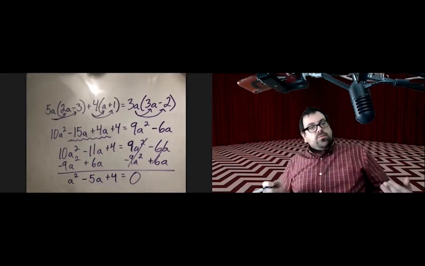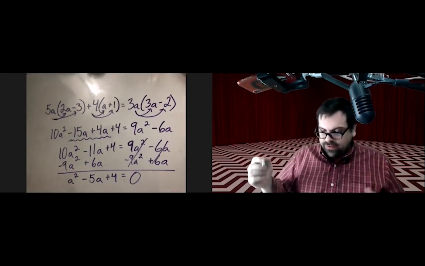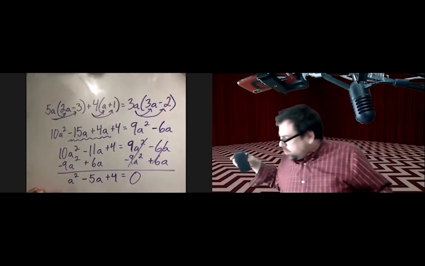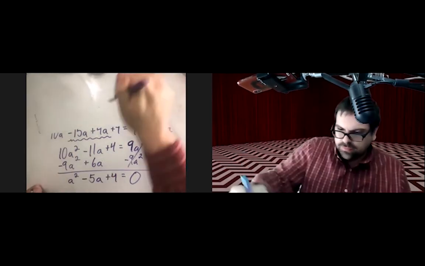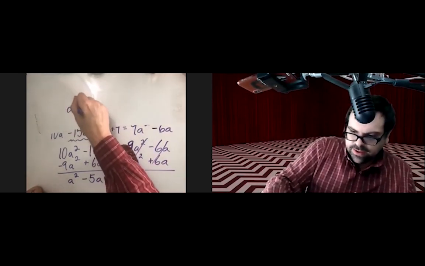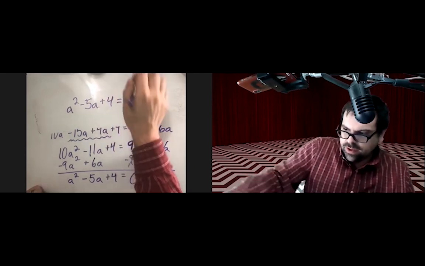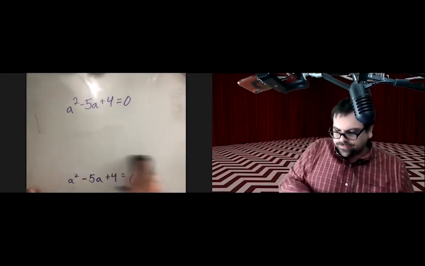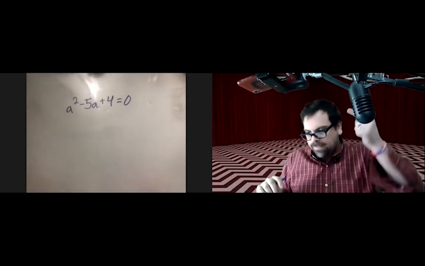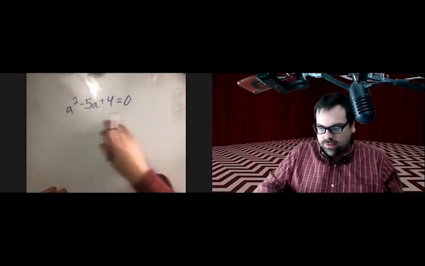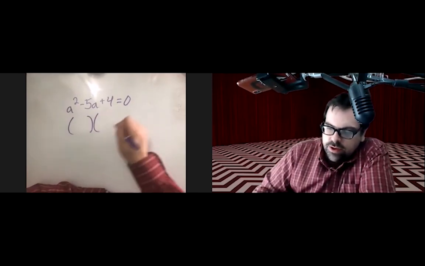So once everything is on one side and 0 on the other, what we have, and I'm going to go ahead and write it up here to give myself more room, is a squared minus 5a plus 4 equals 0. Everything on one side, 0 on the other. Factor and solve. We need numbers to put in here.